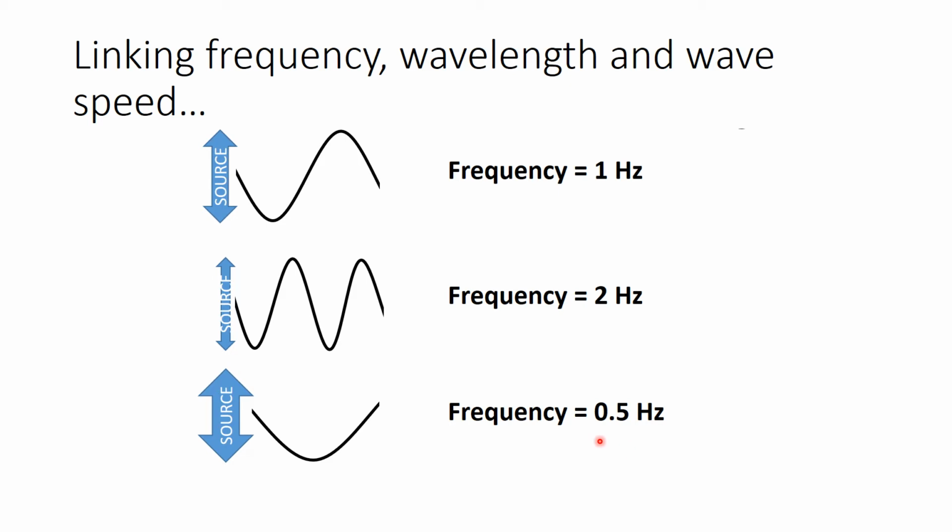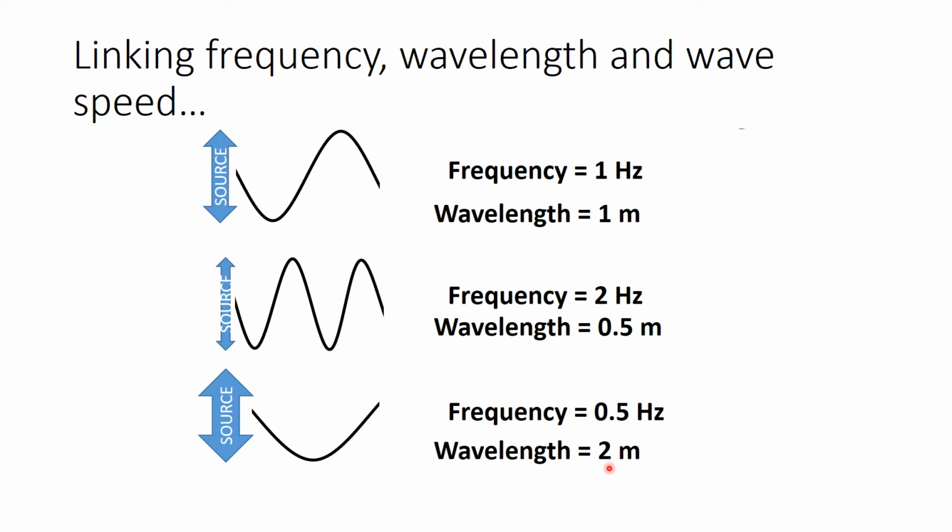Okay, now hopefully you've spotted that something else about those waves has changed as well. The wavelength here we started off with, if we say that was 1 metre, look what's happened to it when we doubled the frequency. The wavelength has halved. It's now only half a metre because we've had 2 waves produced in the same amount of time. And if we double the time that it takes for our source to move, so we've halved the frequency, we have doubled our wavelength.